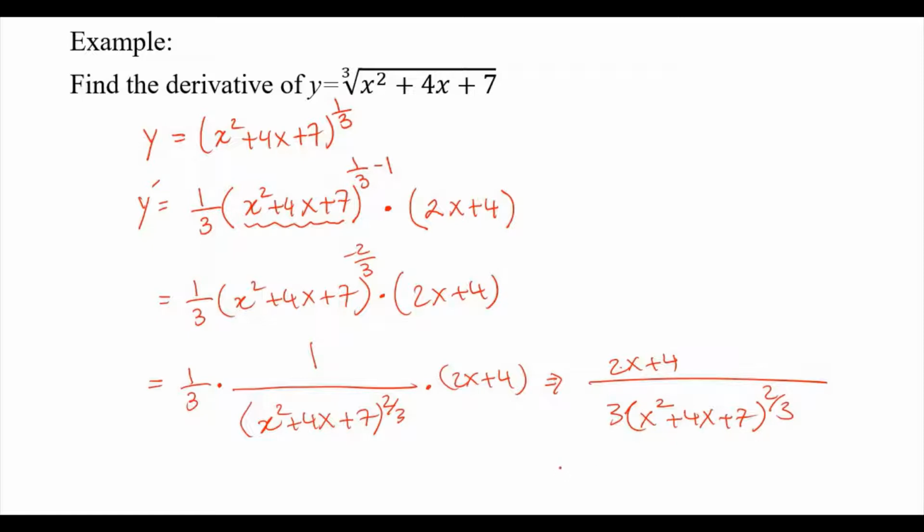You can leave it like that, but I would like to convert it back to a radical form. You see here is a 3 in the denominator. That indicates we have a radical with index 3. And the 2 will remain there over these parentheses. So we're going to have 2x plus 4 over 3 outside, and then there is a radical with index 3. So it is the third root or the cube root of x squared plus 4x plus 7, but this is raised to the second power.